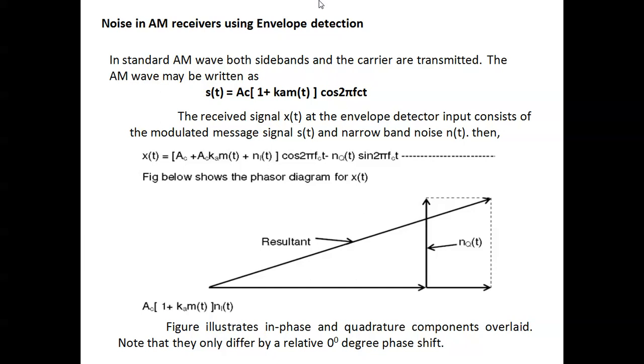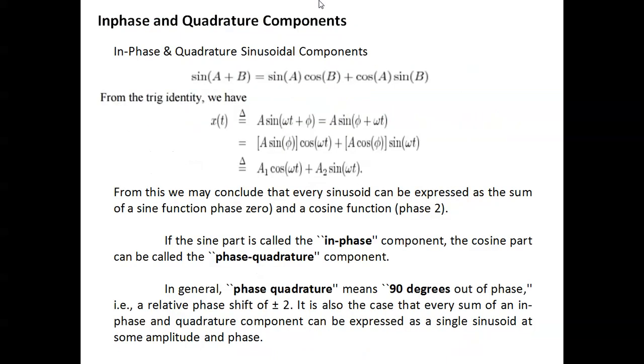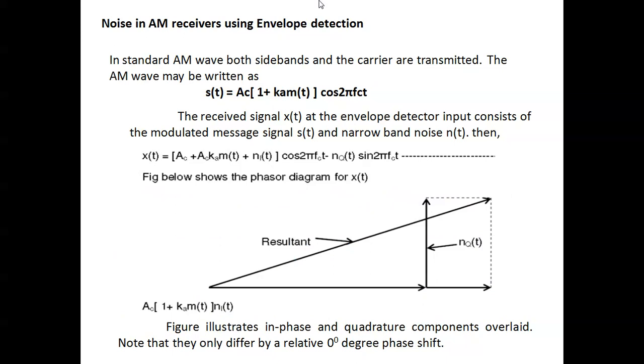Now, noise in an AM receiver using envelope detection. Standard AM, with a carrier transmitted, the AM wave is written as s of t equal to Ac times 1 plus ka m of t, times cos 2 pi fct. We already saw this in amplitude modulation from the first unit. So this is the equation.